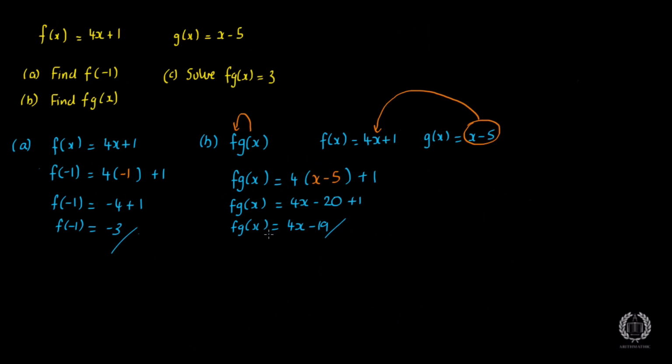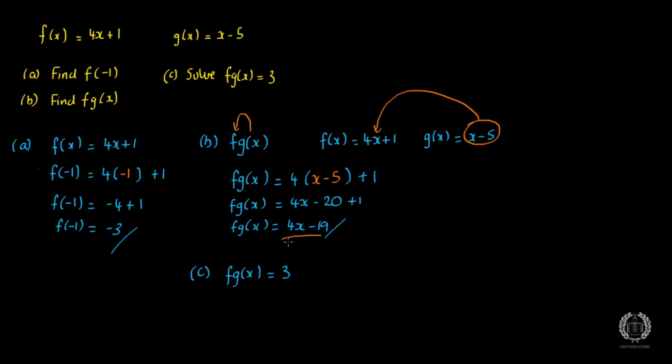Okay, 4x minus 19. So now what we're going to do is part C, which is fg of x equals 3. So solving fg of x equals 3. And then again, it's going to be quite straightforward once you see what we're going to do. Fg of x, right? I need to know what fg of x is.